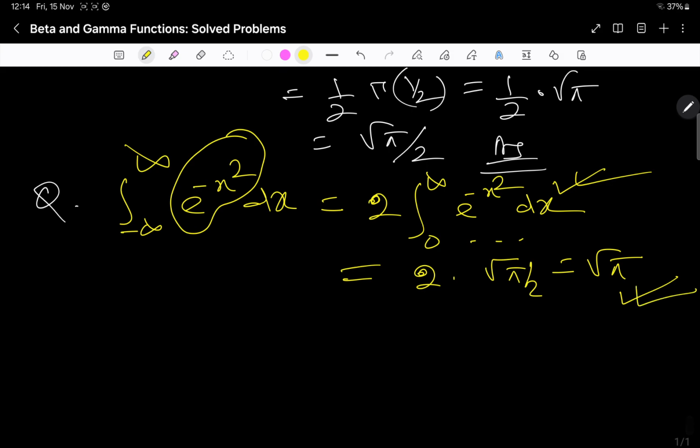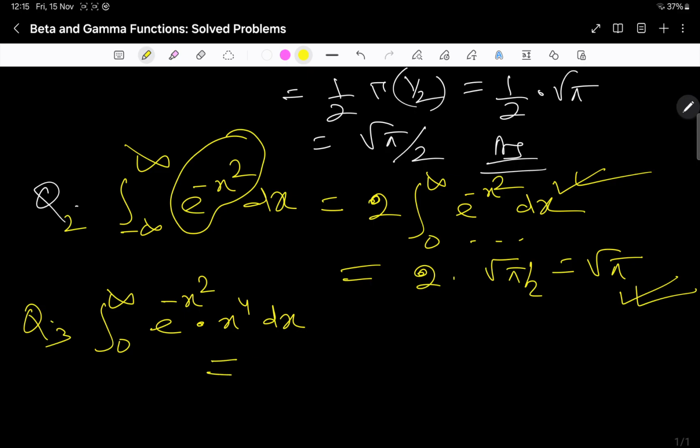Now coming to one more question. Coming to this problem, what to do? Actually in the gamma function we have e to the power minus x and x to the power n minus 1. So we need to substitute.